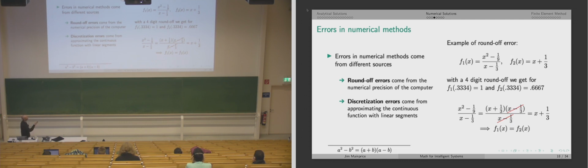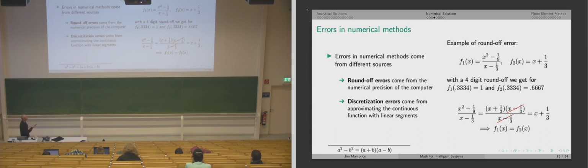So here we have an example where we have just a function f1 of x, which is analytically defined, and we have a second function f2 of x, and if we evaluate them for a particular truncated representation of 1/3, the first one will give us 1, and the second one will give us 0.6. So really far off. And if we look at f1 and f2, they're actually the exact same function. If we look analytically at how they behave, right?